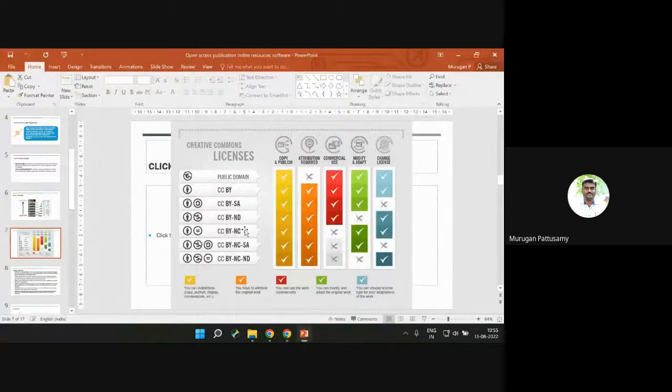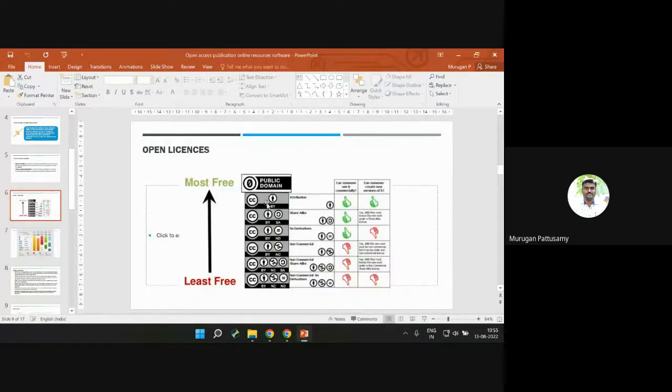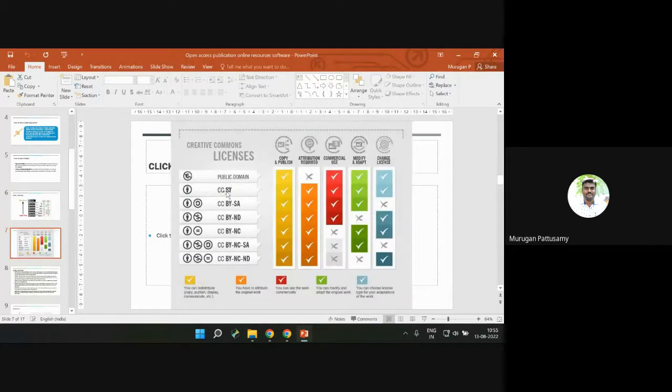Now come back to the PPT. This is nothing but CC BY, right? CC BY attribution. We say it as CC BY attribution. What are the things you can do with respect to that particular paper? You can copy and publish. You can copy the content. You can keep it in your reading material or notes, whatever content you are preparing for your students or maybe for a workshop, that is possible.